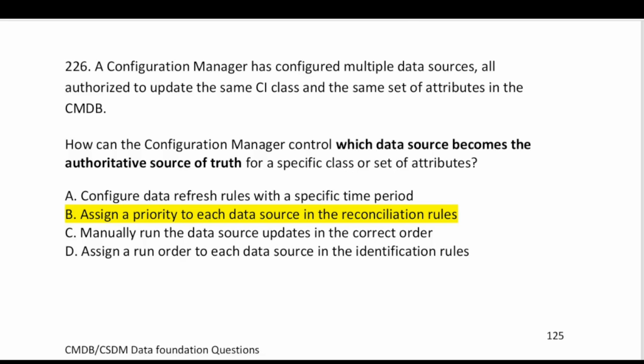Option A. Configure data refresh rules with a specific time period. Option B. Assign a priority to each data source in the reconciliation rules. Option C. Manually run the data source updates in the correct order. Option D. Assign a run order to each data source in the identification rules. Correct answer is option B.